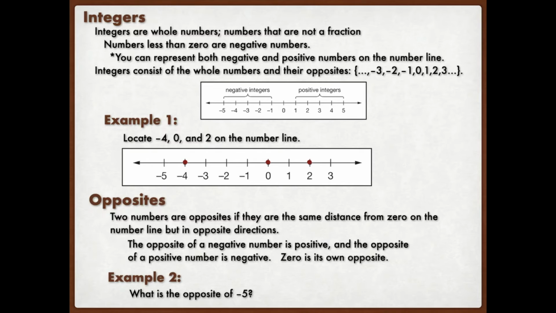Now 0 basically doesn't have an opposite, so there's nothing else on the number line, so 0 is its own opposite. So let's go ahead and find what is the opposite of -5. That's pretty easy. Okay, so -5 is a negative, so what's the positive of that? That would be 5.